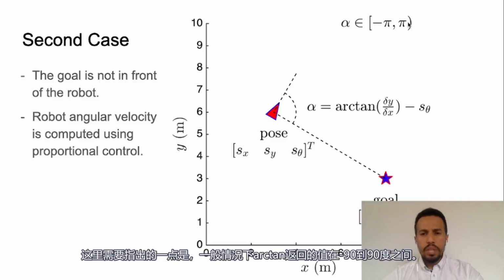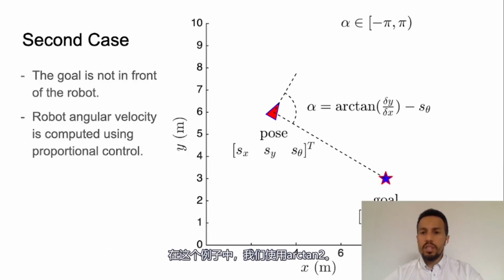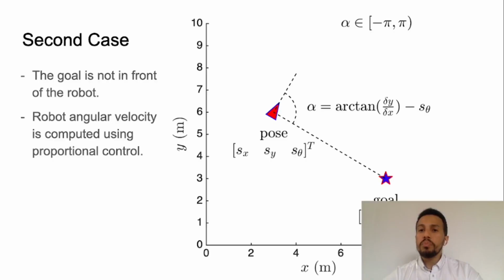One thing to point out is that in general arctan returns a value between minus 90 and 90 degrees. However, with a small tweak, we can make it return a value between minus pi and pi, and in this case we use something called arctan 2. Feel free to Google it and find out how arctan 2 differs from arctan.